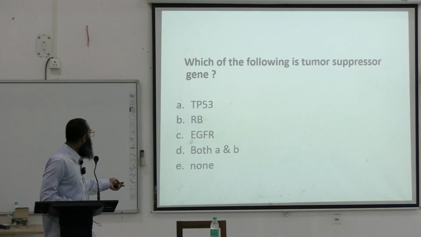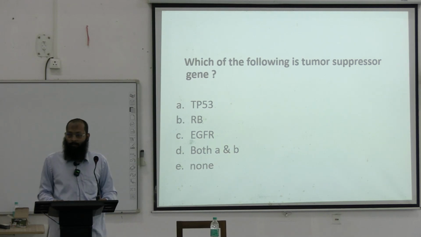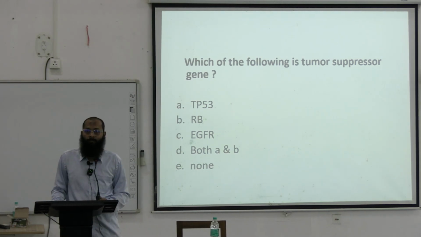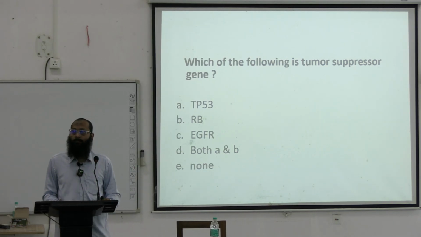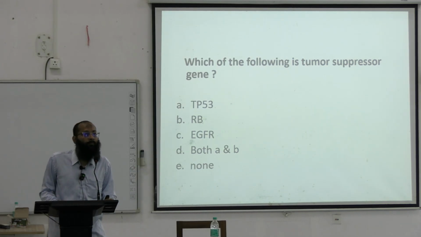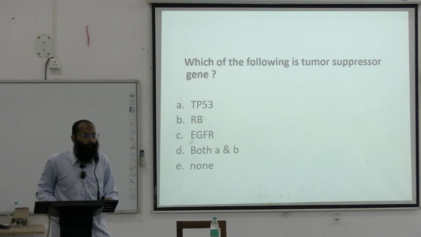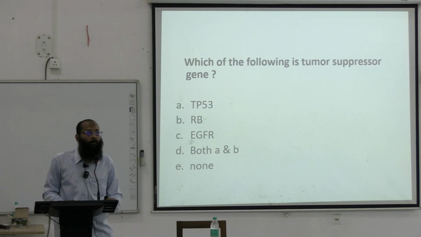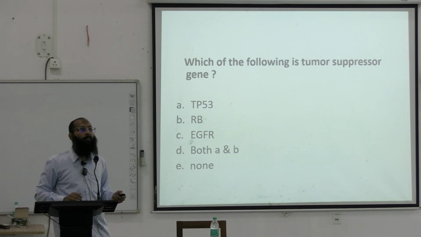Next, what is the full name of this protein? Okay. What is its function? It's a tumor suppressor gene. How? Can anyone tell me? Oh, you will tell me. It holds the E2F transcription factor. Yes, very good. Okay. Who phosphorylates the RB protein?